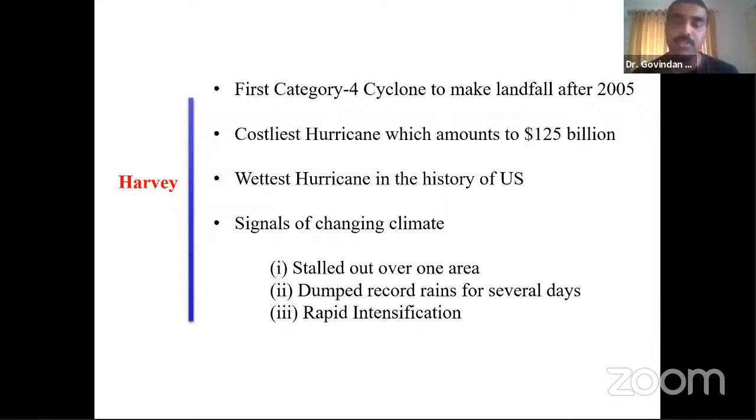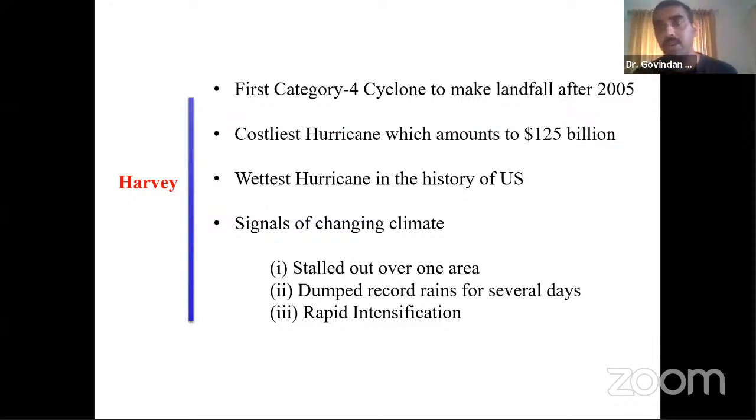The reason for choosing Hurricane Harvey is that it has some signals of climate change. It stalled in one area for a larger period of time. Normally cyclones are usually moving, with their wind circulation along with them. When a cyclone forms over the Bay of Bengal or Arabian Sea, you might have seen that it moves from the Bay of Bengal or Arabian Sea and makes landfall, for example over Orissa, Andhra Pradesh or Bangladesh. So a cyclone also moves, it has its own velocity. But if the cyclone has stalled, then there is no such movement.